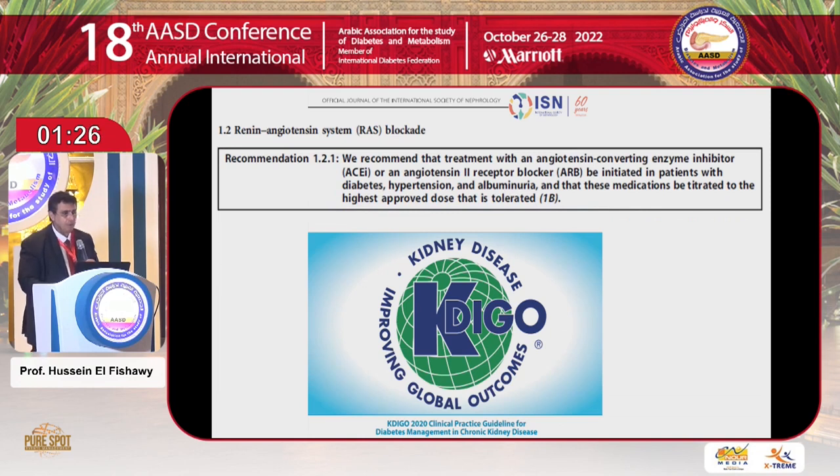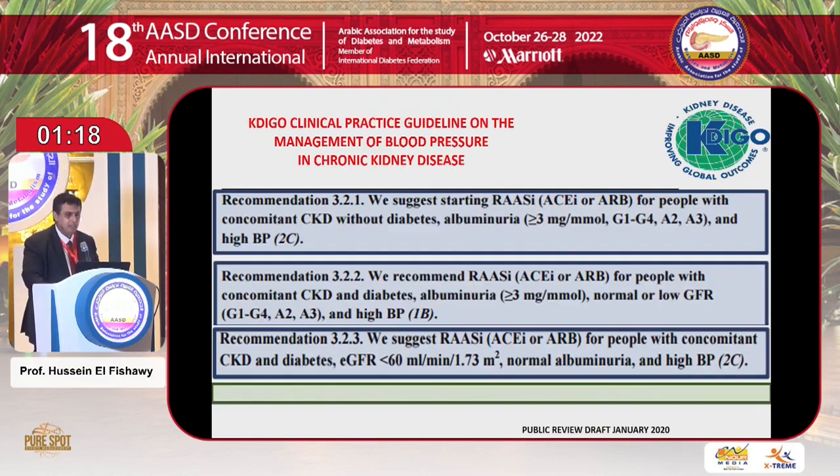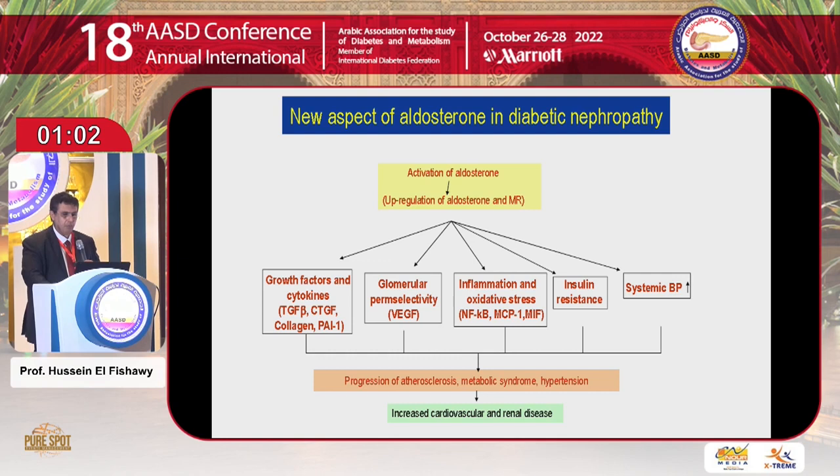The KIDGO guidelines have recommended that we should use ACE inhibitors or ARBs in patients with diabetes mellitus, hypertension, and albuminuria in CKD patients. In CKD even without diabetes and albuminuria, it is the drug of choice. Of course, with diabetes and albuminuria, it is the drug of choice. And in cases of diabetes and non-diabetic patients with reduction of the GFR, of course, ARBs are very important.